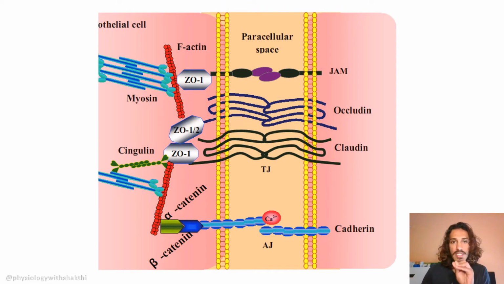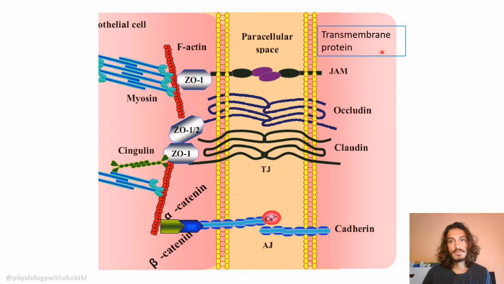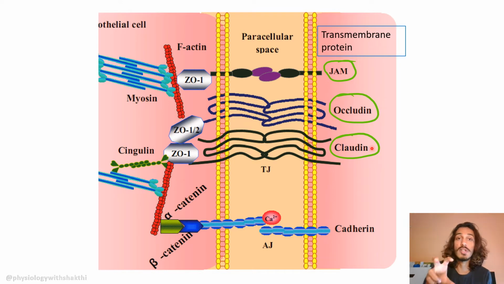So coming a little more in detail about the structure of your tight junction, there is a transmembrane protein. Okay, so this integral protein is there. It can be a junctional adhesion molecule, it can be occludin, it can be claudin. So these are transmembrane proteins. In case you have a doubt about what a transmembrane or integral membrane protein is, I already discussed it previously in the video given above.